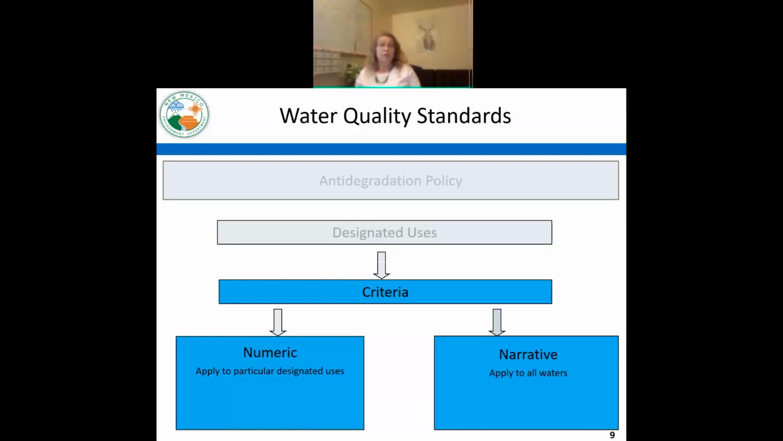In addition to free-froms, there are also narrative criteria for biological integrity. So unlike what we saw with designated uses, adopting or amending criteria has a different process and generally requires a higher scientific rigor to demonstrate the toxicological effects as it pertains to a particular use. As such, we generally only amend the criteria during a triennial review.